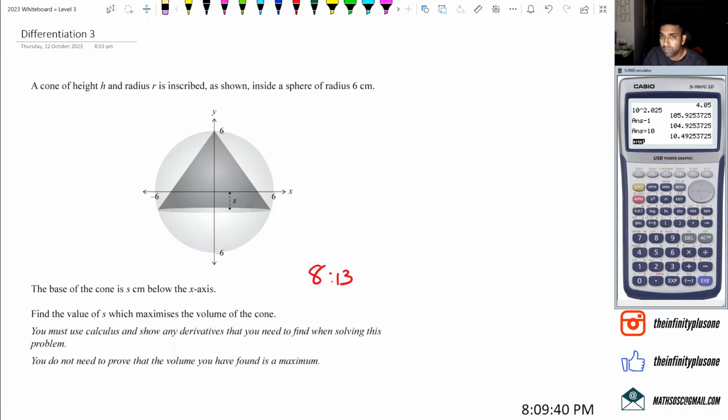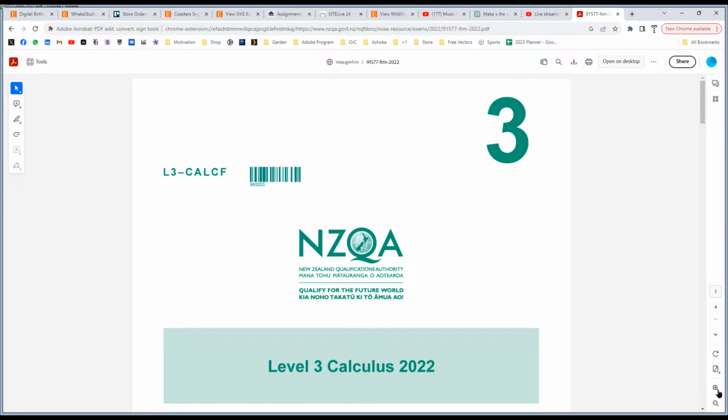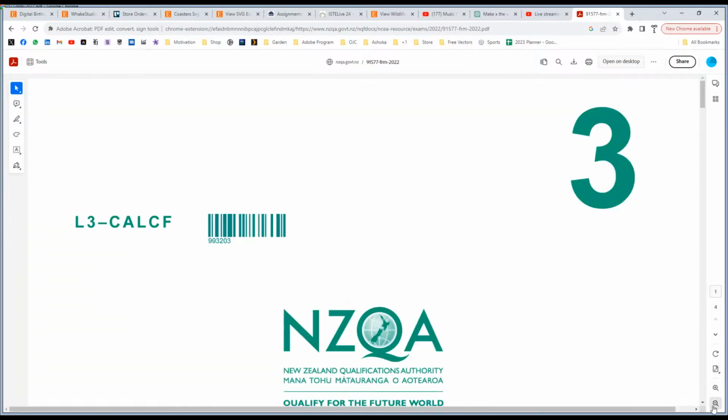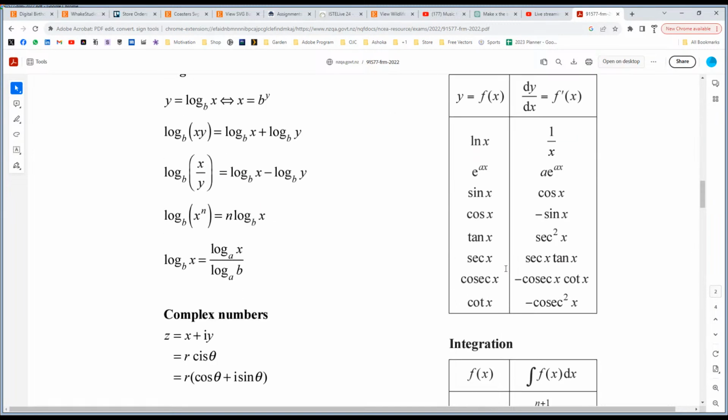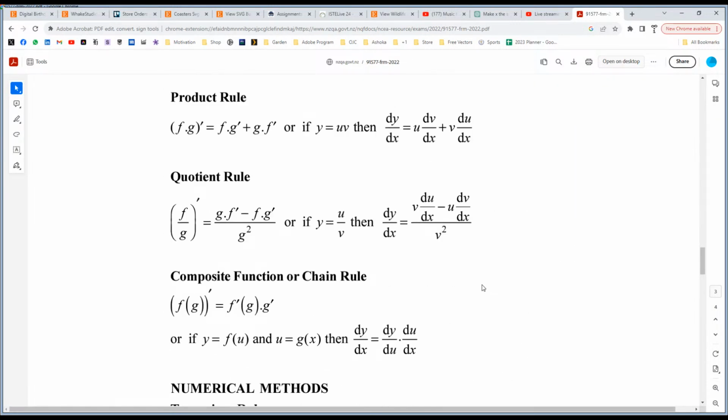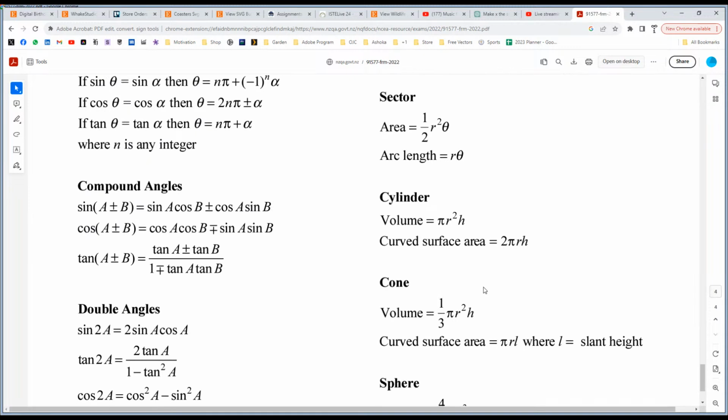So volume of a cone, by the way, let me just show you guys where that is in the formula sheet, because that is quite useful to know. I always forget it. I just can't seem to remember it for the life of me. It's not like I need to use it at any given moment, but volume of a cone, there it is. That's 1/3 pi r squared h. That's the volume of the cone that you're going to be using. And then I might just screenshot this and put that in there so that you guys can have a look at it.